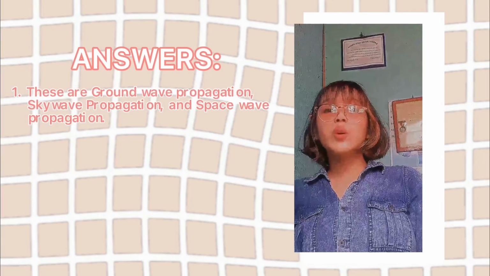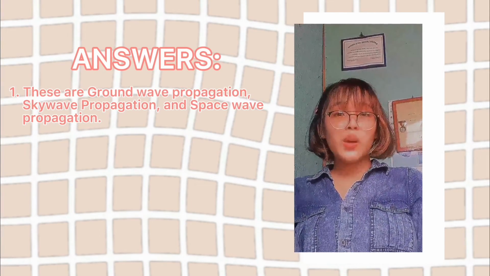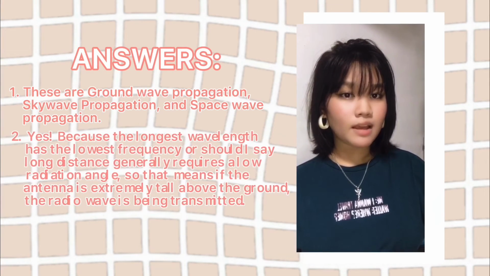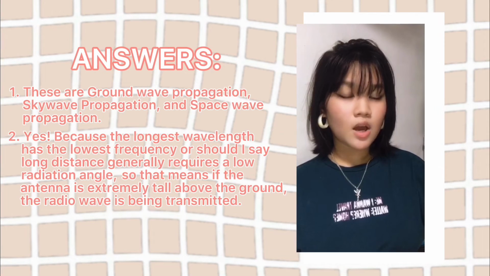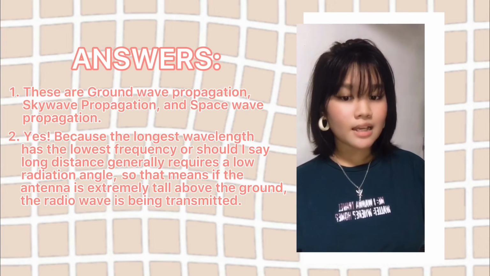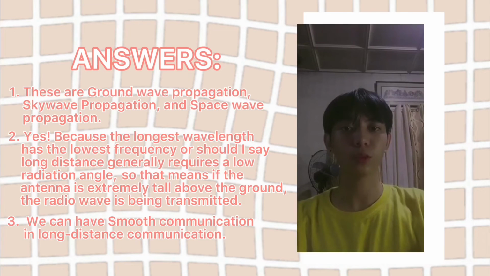These are ground wave propagation, sky wave propagation, and space wave propagation. Yes, because the longest wavelength has the lowest frequency. Or I should say, long distance generally requires a low radiation angle, so that means if the antenna is extremely tall above the ground, the radio wave is being transmitted. We can have smooth communication in long-distance communication.